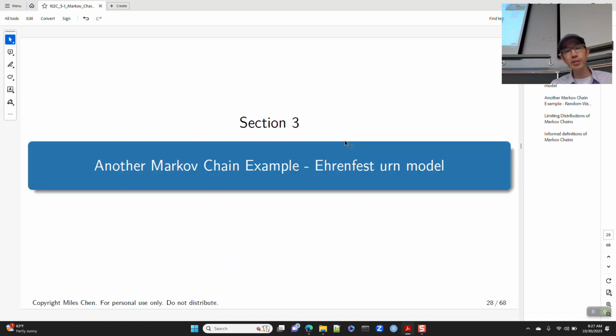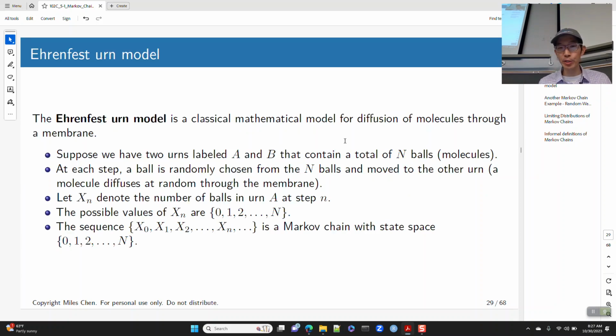All right, here's another example. This is known as the Ehrenfest-Ern model. And so we'll develop the transition matrix to create our Markov chain here. The Ehrenfest-Ern model is a model that can be used to model, I guess, diffusion of molecules through a membrane.